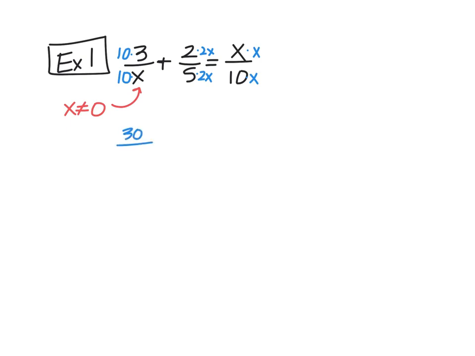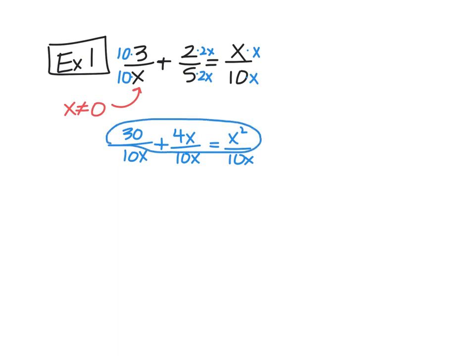So now I'm going to rewrite my problem. I've got 30 over 10x plus 4x over 10x equals x squared over 10x. And now my denominators are all the same, so just like in that example problem, I can almost ignore them and just pull the numerators to solve my problem. So I've got 30 plus 4x equals x squared. And now we're back to just solving this quadratic equation. I need this to equal 0. So 0 equals x squared minus 4x minus 30.